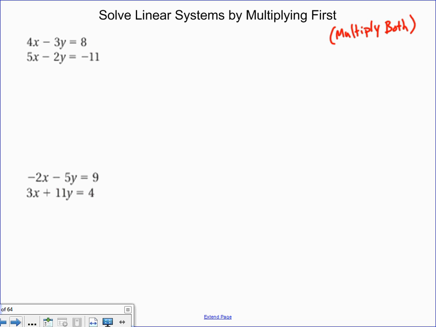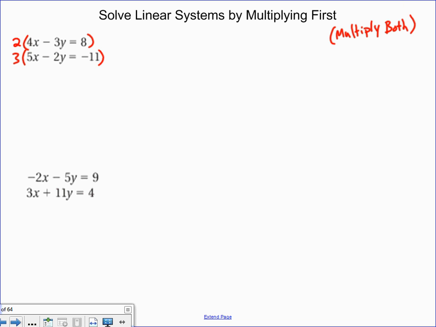I'm going to use my y's in this one because 2 and 3 are a little smaller numbers, might make it a little easier to work with. Okay, so since 3 is the coefficient of my y in my top equation, that's what I'm going to multiply the bottom equation by. And because 2 is the coefficient of y in my bottom equation, that's what I'm going to multiply the top one by.